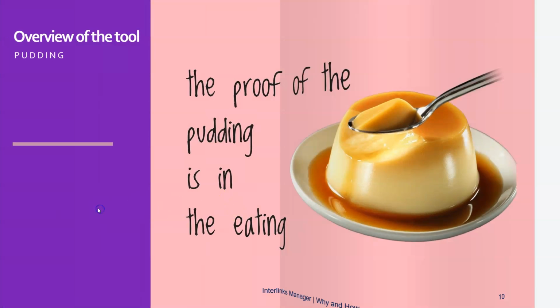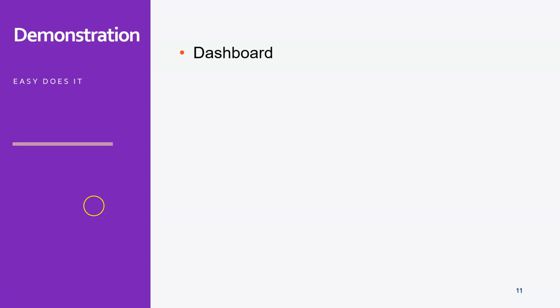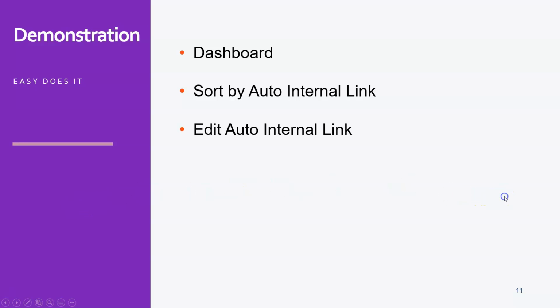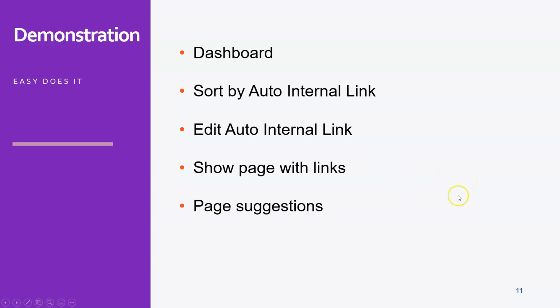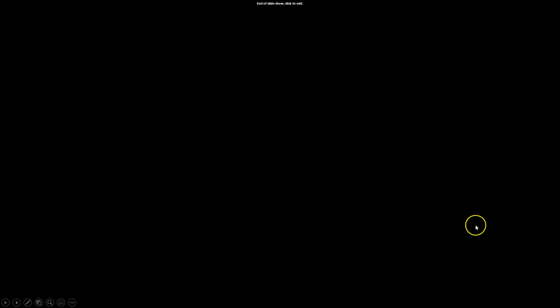and check the proof of the pudding, obviously. So what am I going to show you? Well, first of all, the Interlinks Manager dashboard. Then we will do a sort by auto internal links, so you can see how that works. I will edit one of those auto internal links. We show you the page with the links in them, so you can see on the front end what this would look like. We will check the feature page suggestions, and then I'll show you all the options that are in the system. Good, let's go.